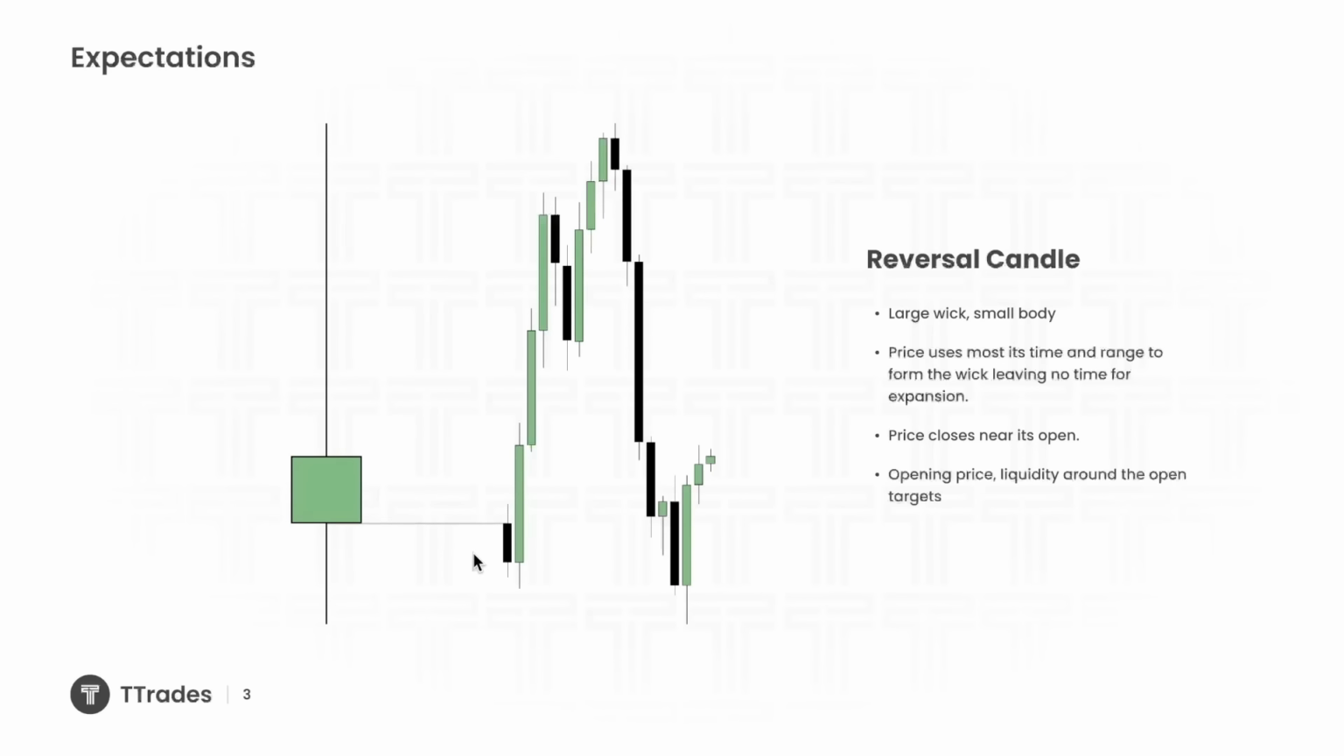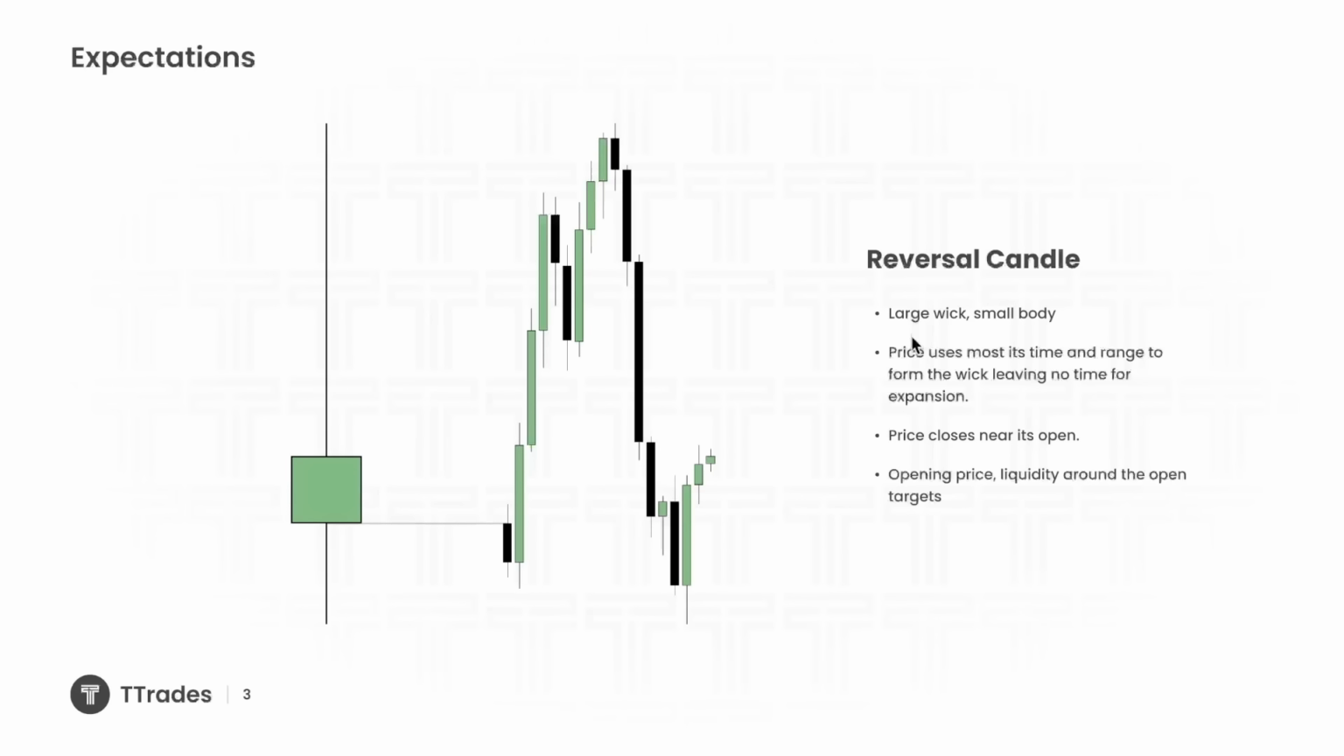Now with a reversal candle, you can see it uses most of its time period to form its wick. So you can see price opens, it trades higher, forming its wick, and then all the way back lower. It doesn't really make sense for price to form its wick here, halfway through the candle, using a lot of range, and then continuously expanding lower. So with this, we are going to adjust our targets. Instead of looking for price to expand, we're just looking for it to reverse or return back to its opening price.